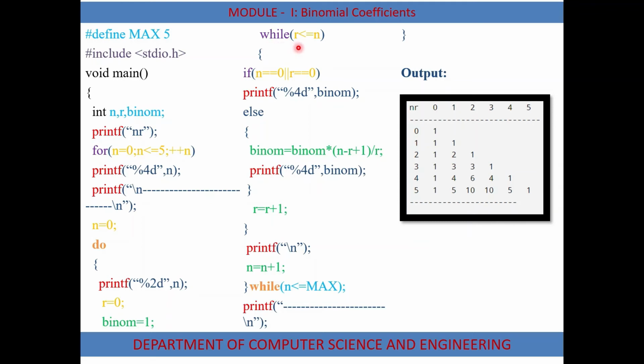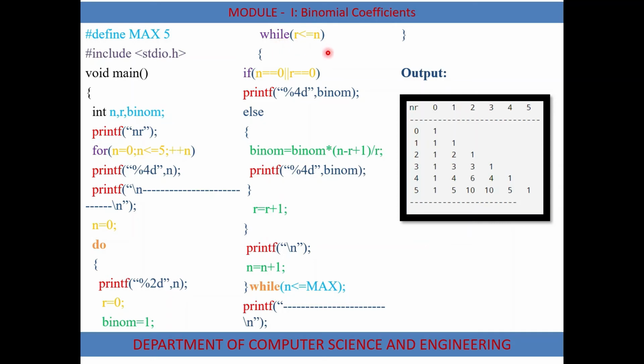Now what is the value of r here? 1. Is 1 less than or equal to 0? The value of n is 0. We have not done any modification to this. We have not updated this value. So is 1 less than or equal to 0? No. So come out of this loop. So this is where the loop ends. This curly bracket is for else, this curly bracket is for while.